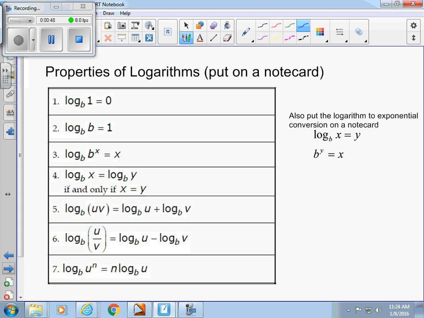Okay, this is properties of logarithms. If you don't have a note card, take a picture. You'll want one. And if I were you, I would throw that conversion on the note card as well. What does your note card look like? It probably has that on it.